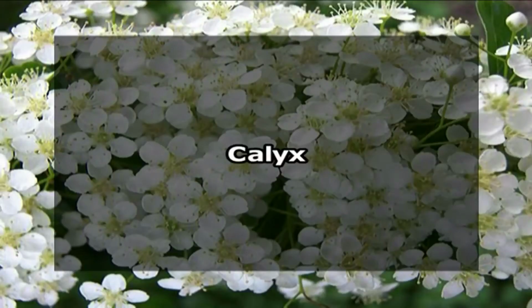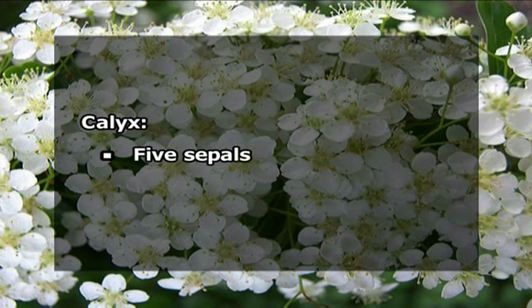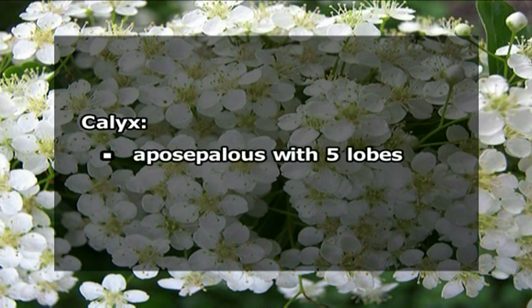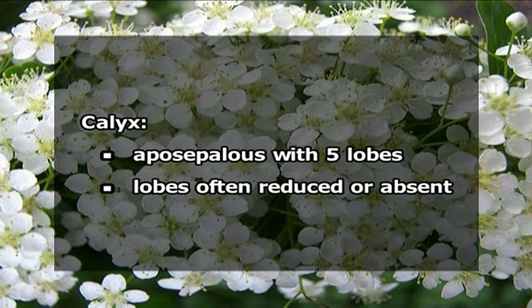Now the individual parts of the flowers, starting from the outer whorl called the calyx. Calyx comprises, as usual, the sepals. The number of sepals in Apiaceae flowers is 5. These sepals are adnate. Adnation means fusion. They are fused to the ovary. These sepals are aposepalous, that means free, with 5 lobes. These lobes are often reduced or sometimes even absent.